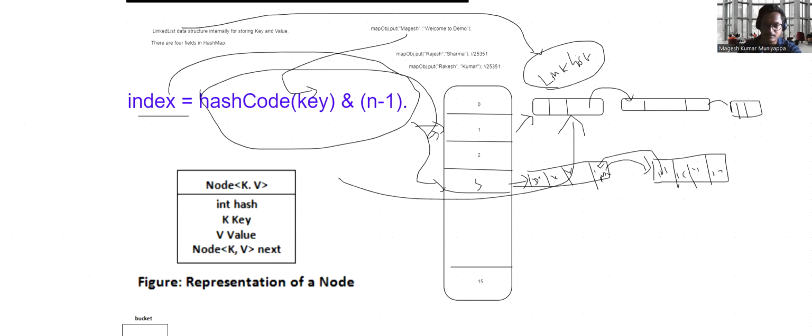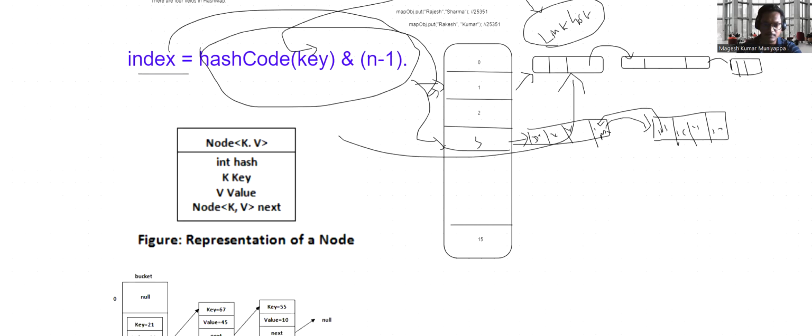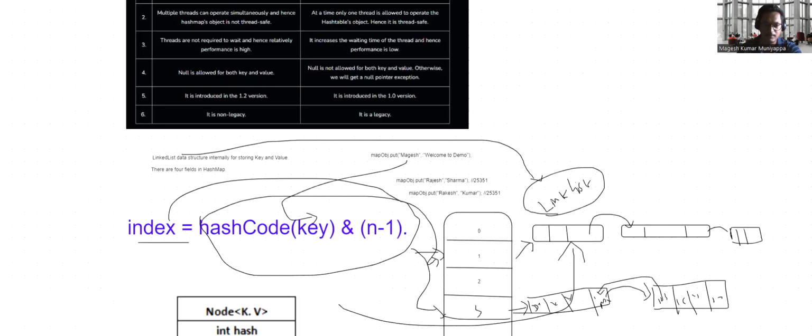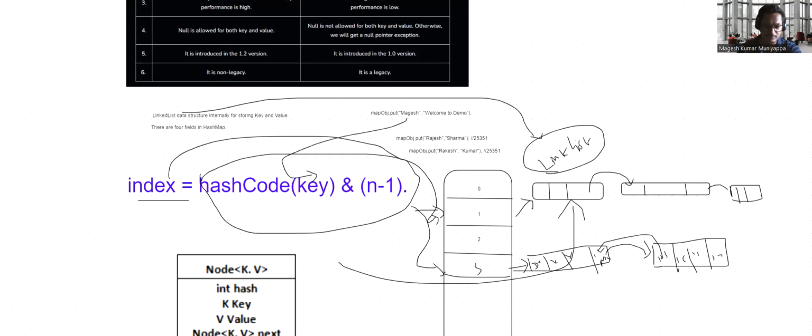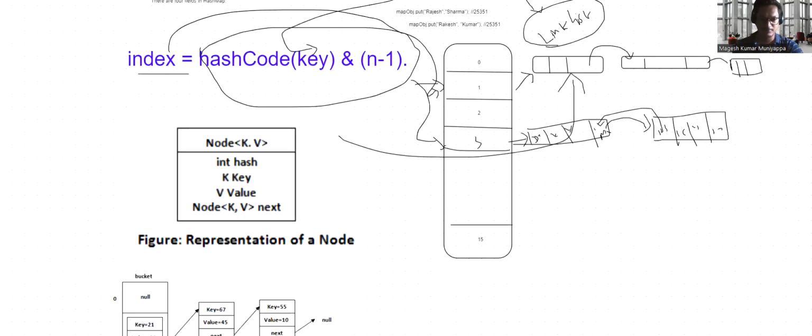Likewise, it will create nodes. This same concept is applicable for both HashTable and HashMap. I hope this video helps you understand the major difference between these two classes.